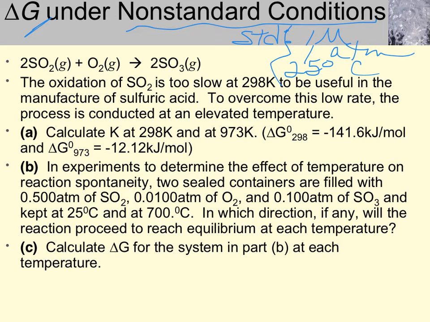So here's one, they're giving you a hint. They're saying they're not running it at 298 K, which right away means it's non-standard conditions. So we are to calculate K both at the standard conditions and at non-standard conditions. You are given the standard free energy at 298, and the standard free energy at 973.